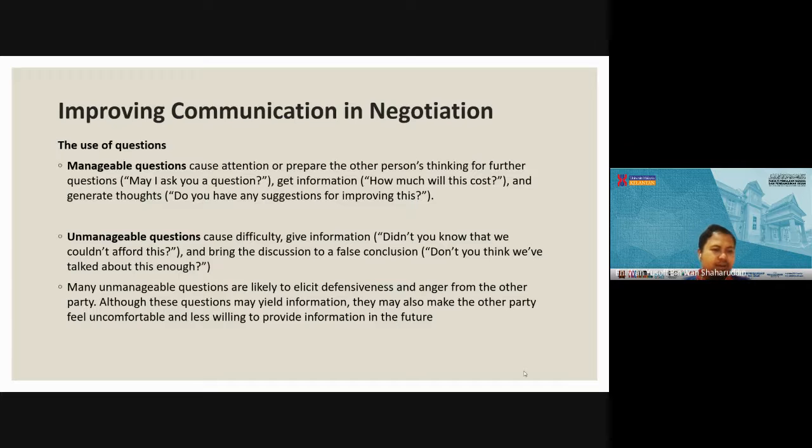Anger from the other party. So although this question may yield information, will help you to get information, most of the time, they may also make the other party feel uncomfortable and less willing to provide information in the future.